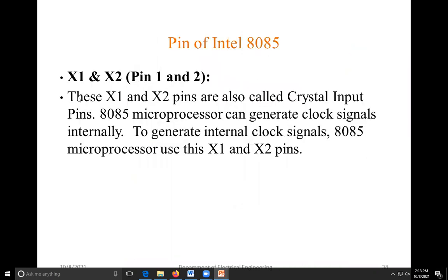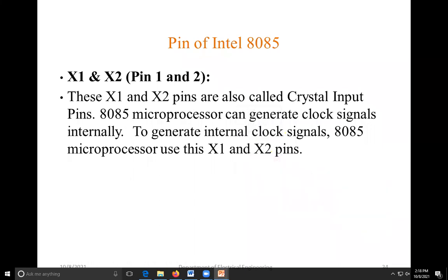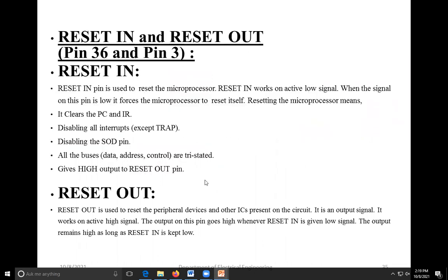First are X1 and X2. The X1, X2 pins are also called the crystal inputs. Using these two crystal inputs, the microprocessor internally generates the clock signal for the 8085. So these are the first two pins, X1 and X2.